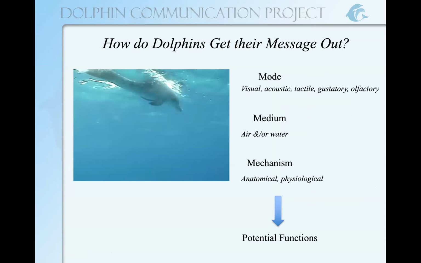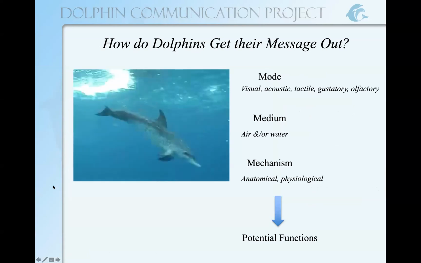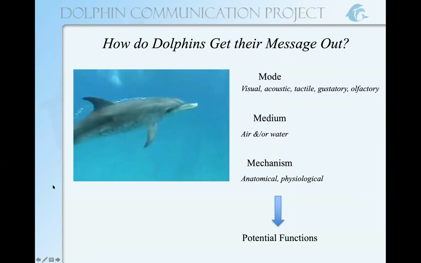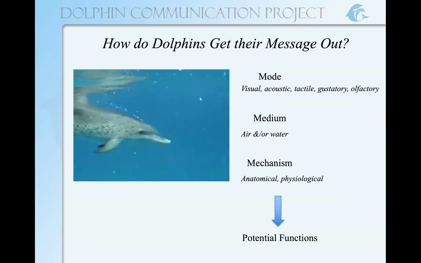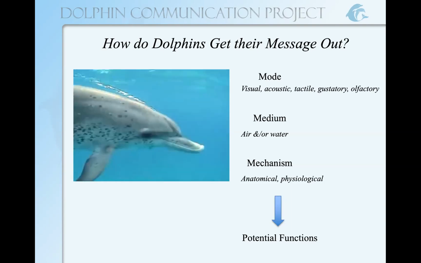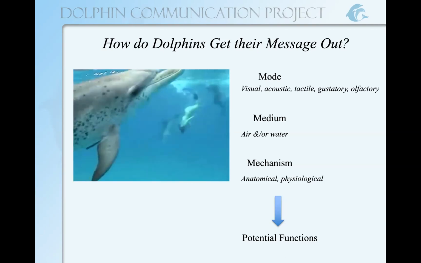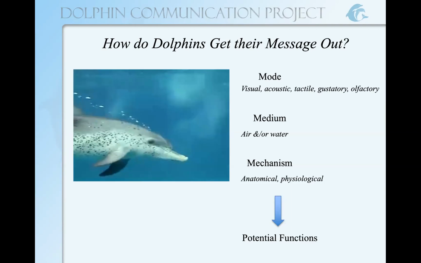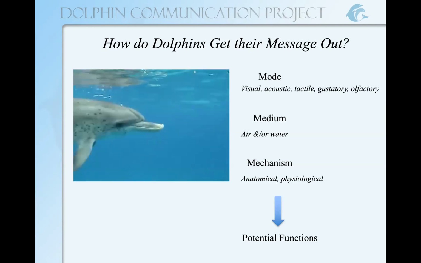Well, social animals must share information or communicate in order to be social, and dolphins are no exception. Animals produce a vast number of signals in a variety of modes. So you can see with this video, you have a dolphin that's fast swimming, whistling, and producing bubbles. It's using several modes of communication at once. The different channels or modes include visual, olfactory, taste or gustatory, acoustic, and tactile signals.